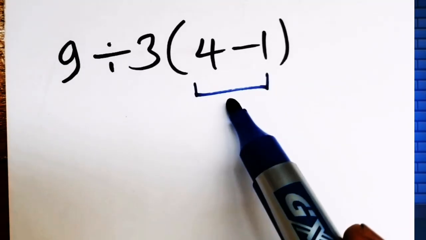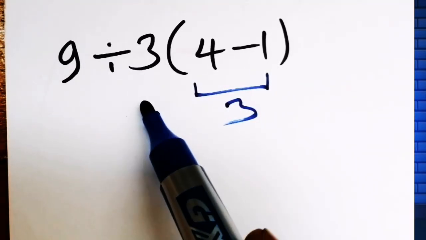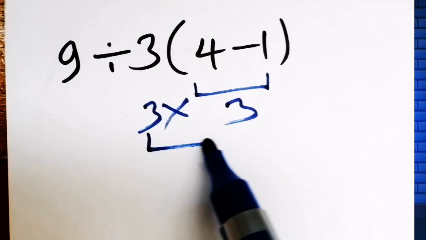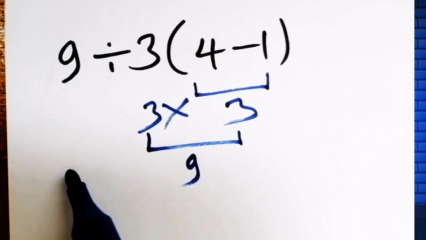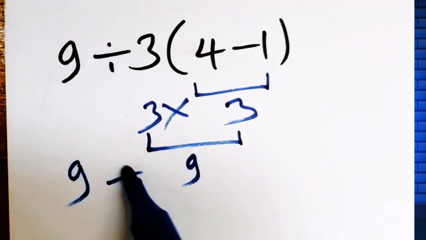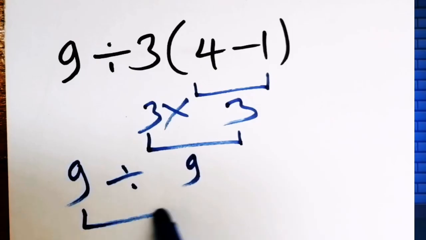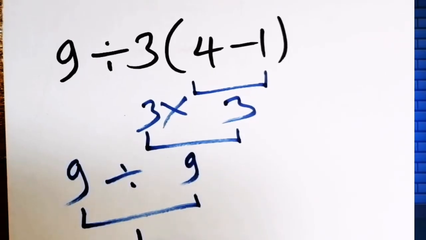4 minus 1 which equals 3. Here 3 times 3 is equal to 9. Okay, then 9 divided by 9 is just equal to 1.